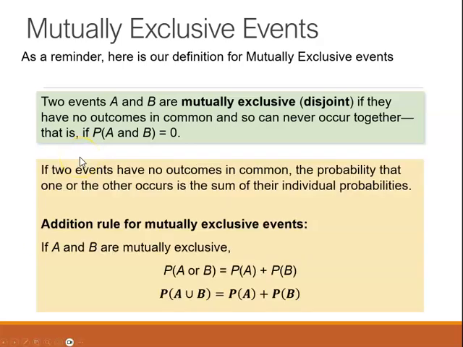Okay. So if we have mutually exclusive events, we can calculate the probability of a union just by calculating the probability of the first event and adding it to the probability of the second event. Only if the events are mutually exclusive. So this formula only works when events are mutually exclusive.